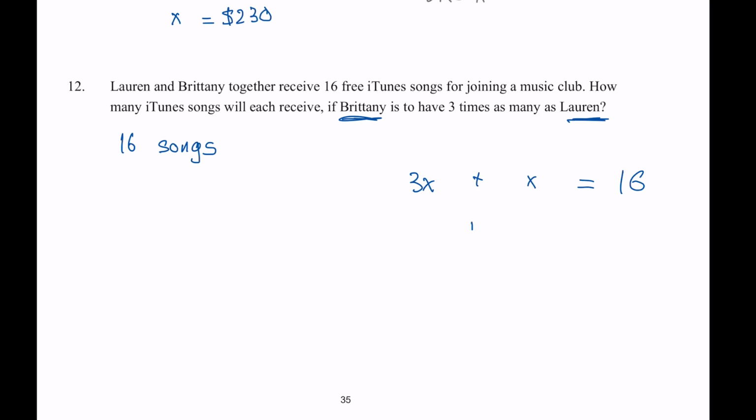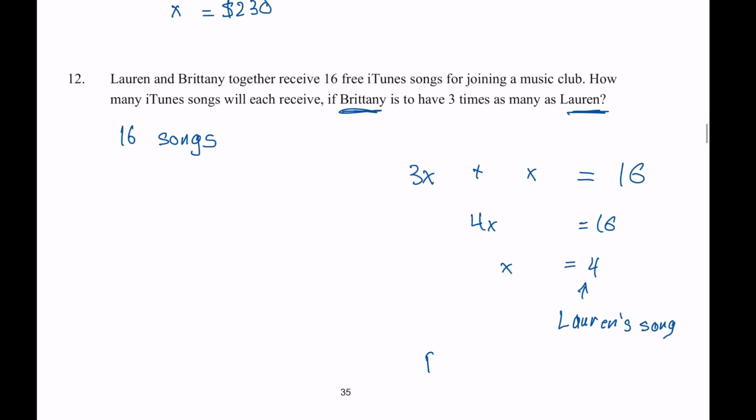If you solve this, you get 4x is equal to 16, or x is equal to 4. But be careful, because it was asking how many songs each will receive. This 4 is Lauren's songs. To figure out how many songs Brittany gets, Brittany receives 3 times that number. Receives 3 times 4, or 12 songs.